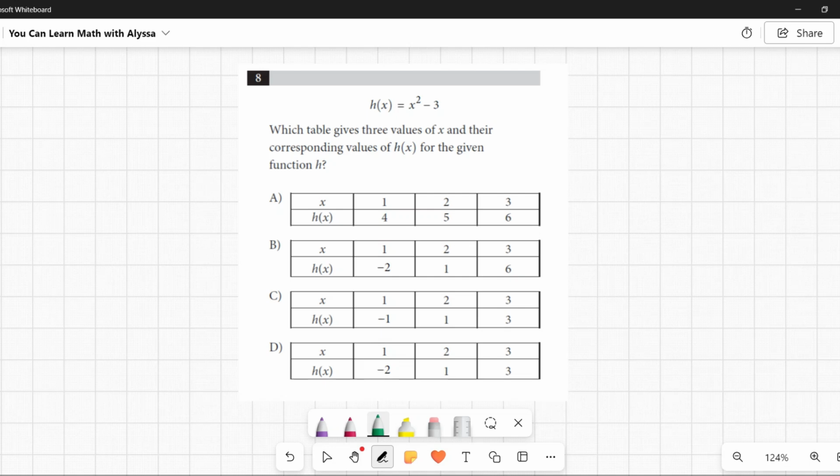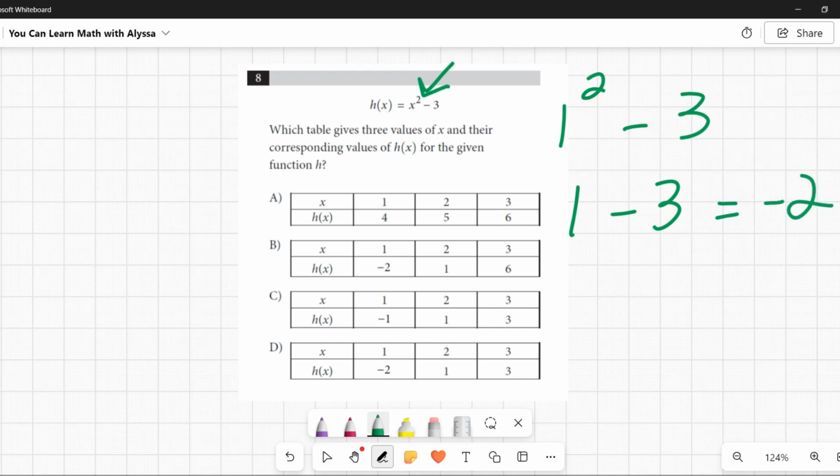Okay, so we're plugging in 1 for each of these and plugging 1 into this equation. So 1 squared minus 3. 1 minus 3 is -2. So, okay, that eliminates A, since it said it would be 4, so A is out.